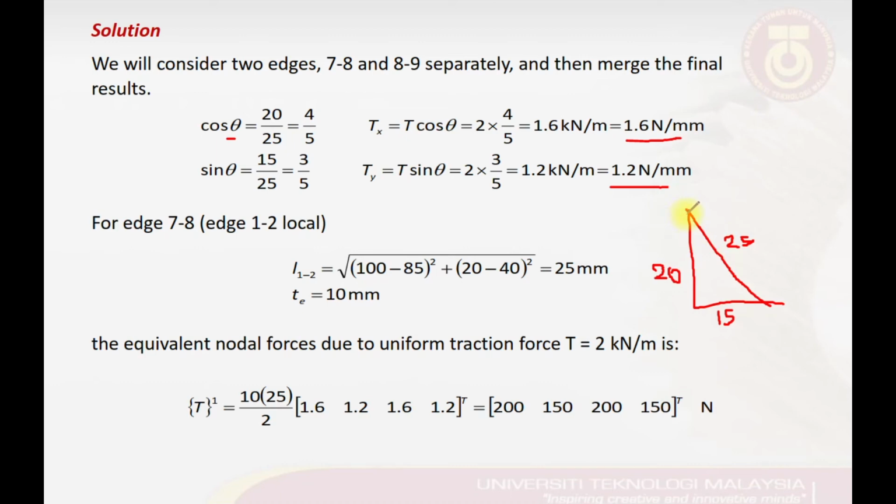The length of this edge, let's say we take here as node number 7 and node number 8, can be obtained from this simple trigonometric rule: if we take L equal to the square root of 15 squared plus 20 squared, then we get the length of this edge, which is 25. Also, the thickness of our plate is given as 10 millimeters.